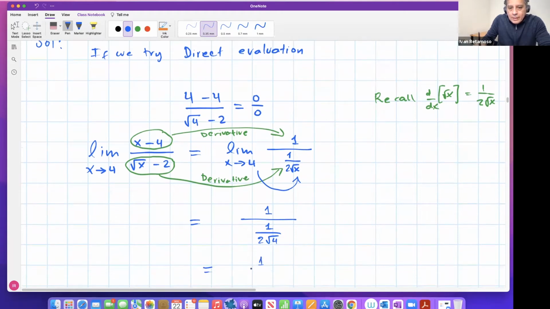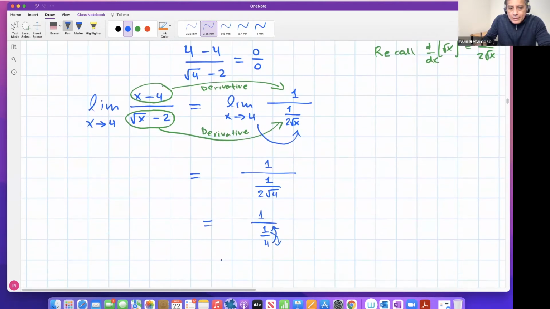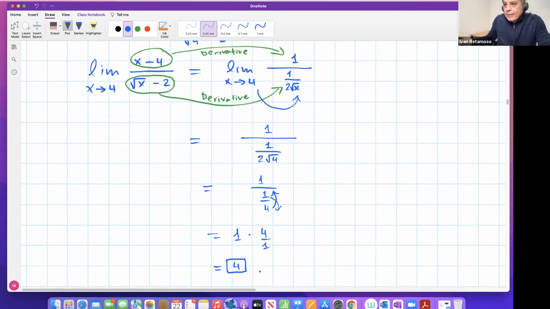But 1 divided by 1/4, or 1 over 4, is just 1 times what you get when you flip this fraction. 1 over 4 flipped is 4 over 1. 4 times 1 is 4, divided by 1, 4. Final answer, 4. That is the limit of this function as x approaches 4. Very good, guys. Excellent.